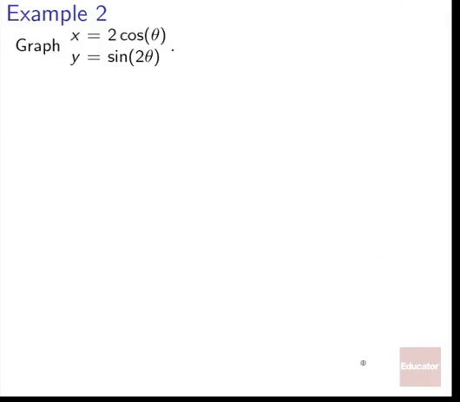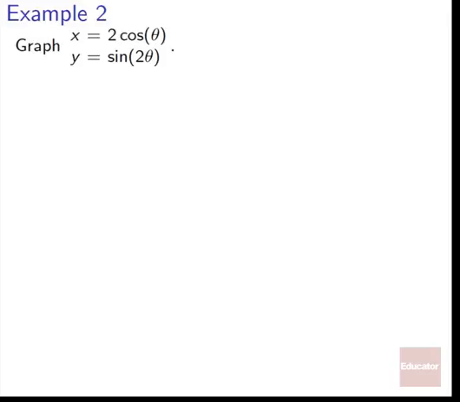All right, let's graph x equals 2 cosine of theta and y equals sine of 2 theta. So the first thing to do here is to think about where does the interesting stuff happen, right? So theta is our parameter here, so theta is allowed to change freely. Where would we want to start? Where do we want to stop? What points? How often do we need to have points?